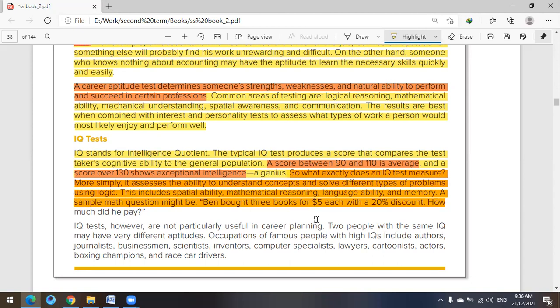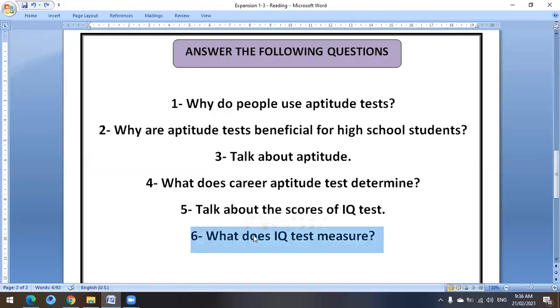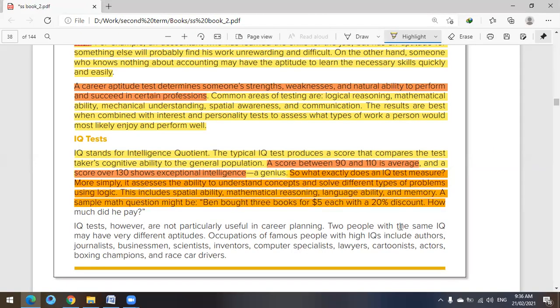Who can tell me? I want you to focus. Who can tell me what does IQ test measure? Abdullah al-Mikham. Yes, Abdullah. What does IQ test measure? Okay, this is the question. What does IQ test measure? This is the question. Hurry up, Abdullah.